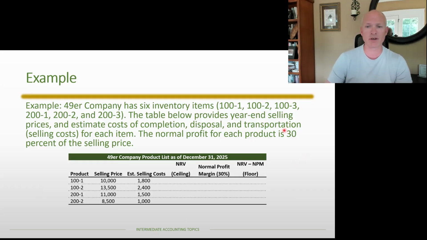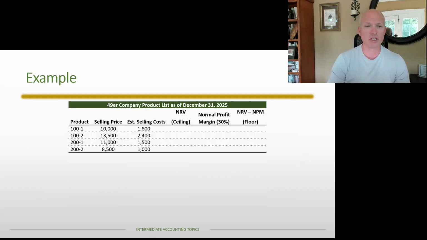One piece of information we have here is that the normal profit for each product is 30% of the selling price. So we're just going to define that profit as a percentage. Now the net realizable value is going to be based on some additional information. The first step again is the net realizable value. Before, if you remember, we said that additional selling costs were 15% of the selling price. In this case, instead of giving you a percentage, we just gave you raw numbers. For each of these products, here is the remaining selling cost. We could have done a percentage, but instead we did a raw number.